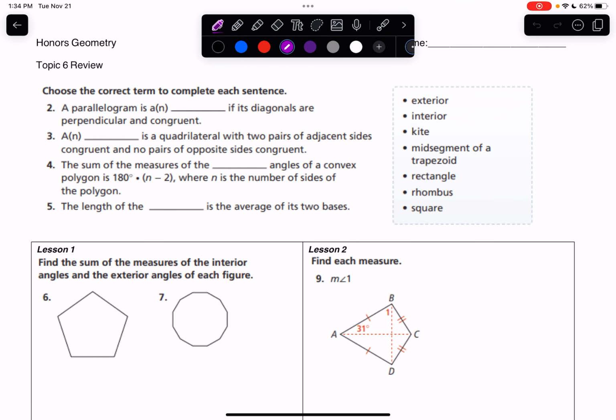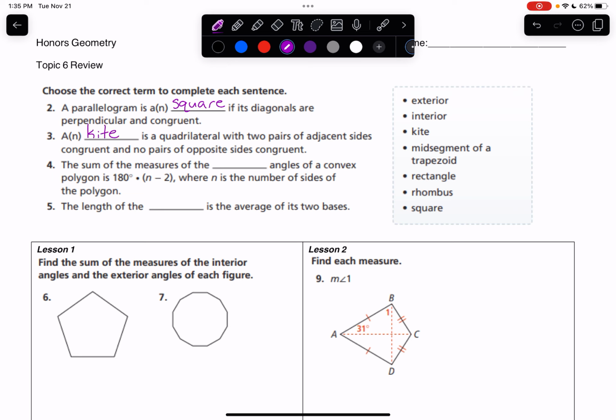A parallelogram is a blank if its diagonals are perpendicular and congruent. Well, if its diagonals are perpendicular, it's a rhombus, and if it has congruent diagonals, it's a rectangle. And anything that is both a rhombus and a rectangle is a square. Number 3, a blank is a quadrilateral with 2 pairs of adjacent sides congruent and no pairs of opposite sides congruent. That is a kite.